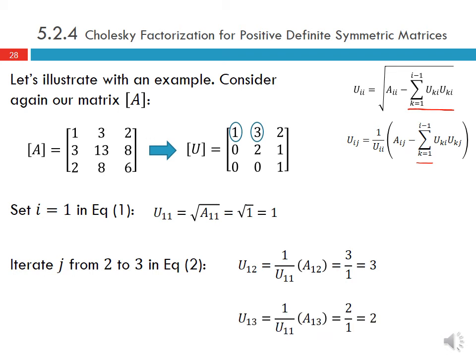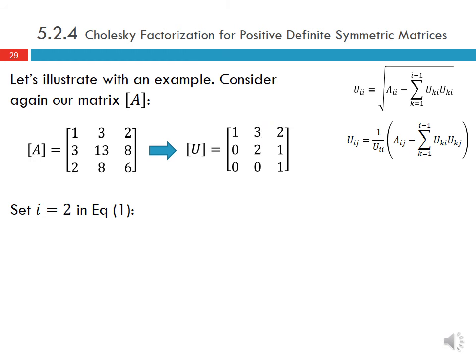And then we increment our j. So now we're looking for U13, and that is equal to 1 over U11 times A13. And again, the sum doesn't appear because i is still equal to 1. So that gives us our 2. So that completes our first row.